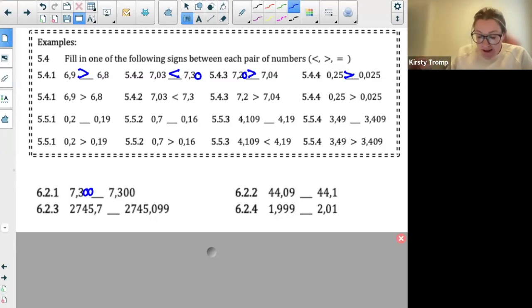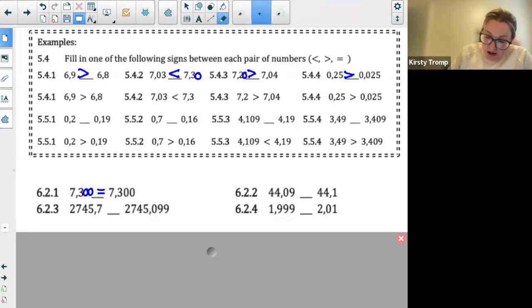So now tell me, I've got 7,300 and 7,300. What can I say about those two numbers? They're going to be equal.